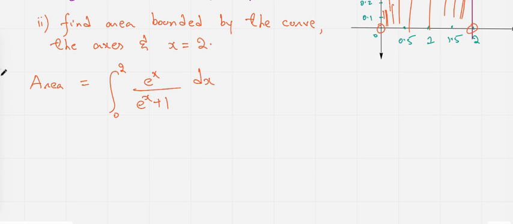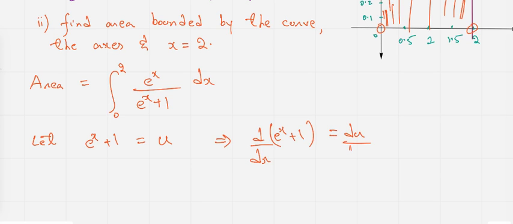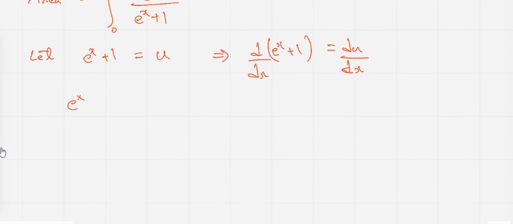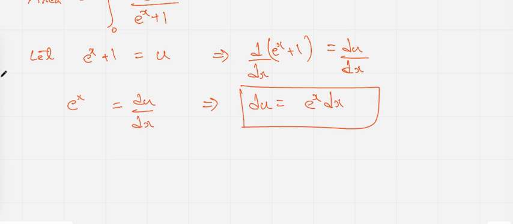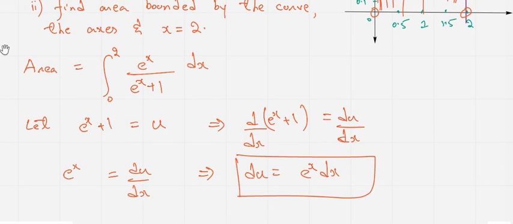Here again the substitution process is applied. You can see that if you just let your denominator equal u, then what happens? If you take the derivative on both sides, the derivative of e^x is e^x, and the derivative of 1 is 0, of course. So du by dx tells us that du is equal to e^x dx, right? So I am going to replace this e^x dx by my du.